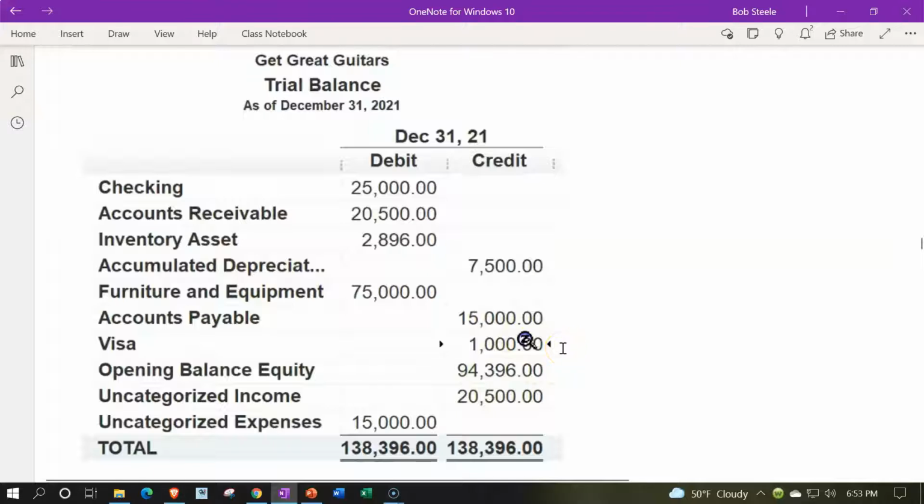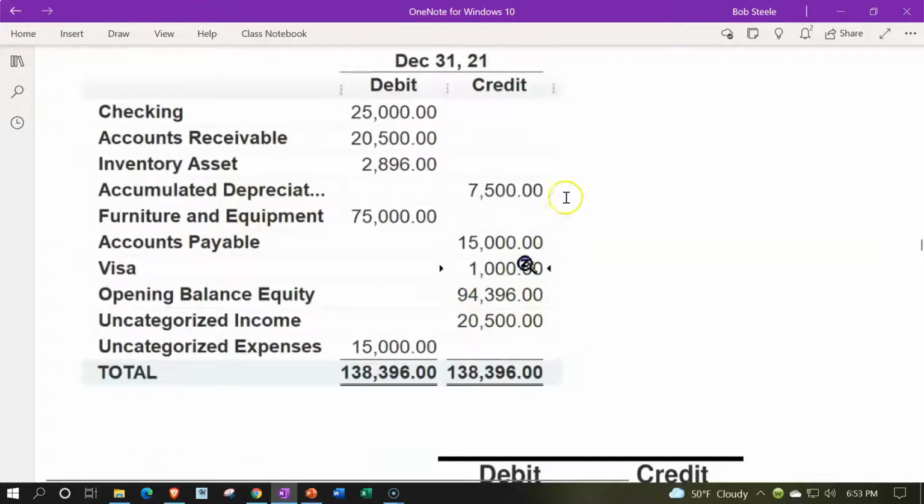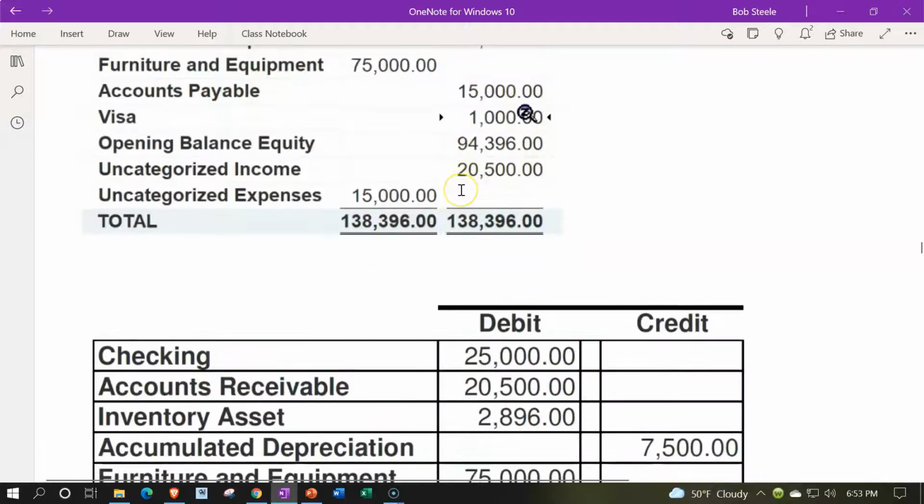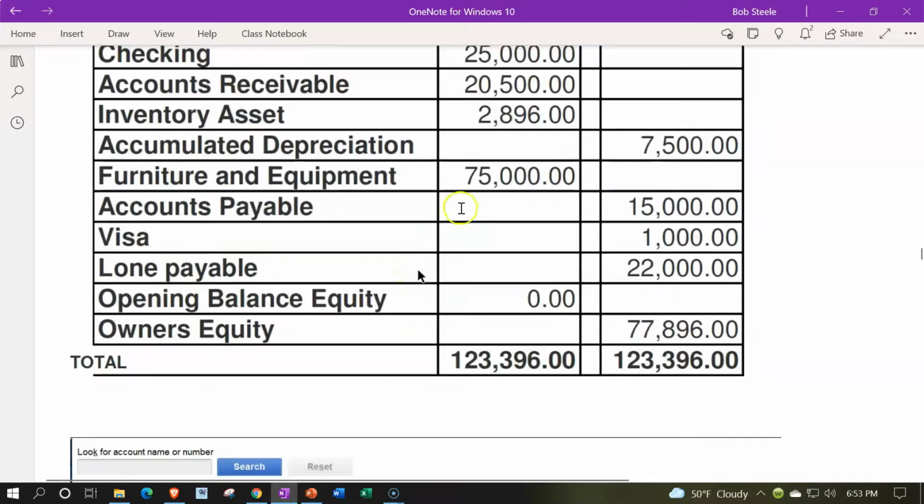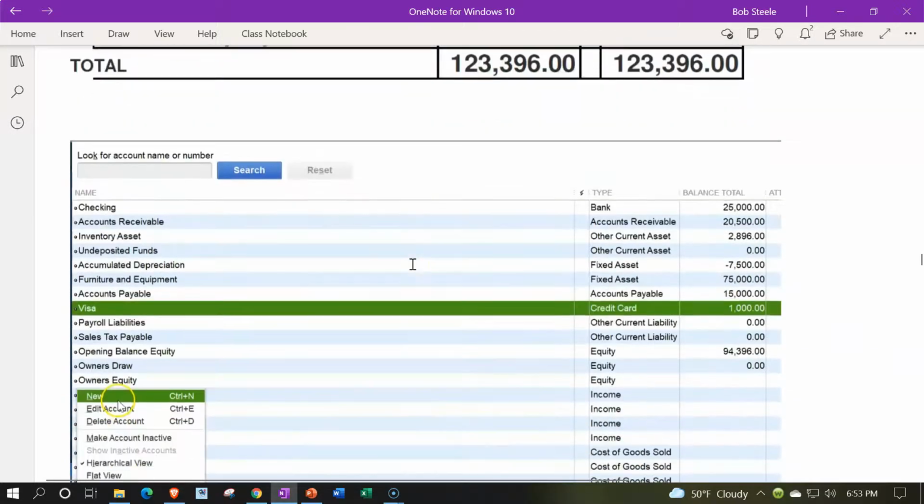There it is, the Visa liability account now in place. Notice that we fixed the accumulated depreciation at this time, which should be a credit, by reversing that. Now we're going to continue on to the loan payable. That should also be easy.